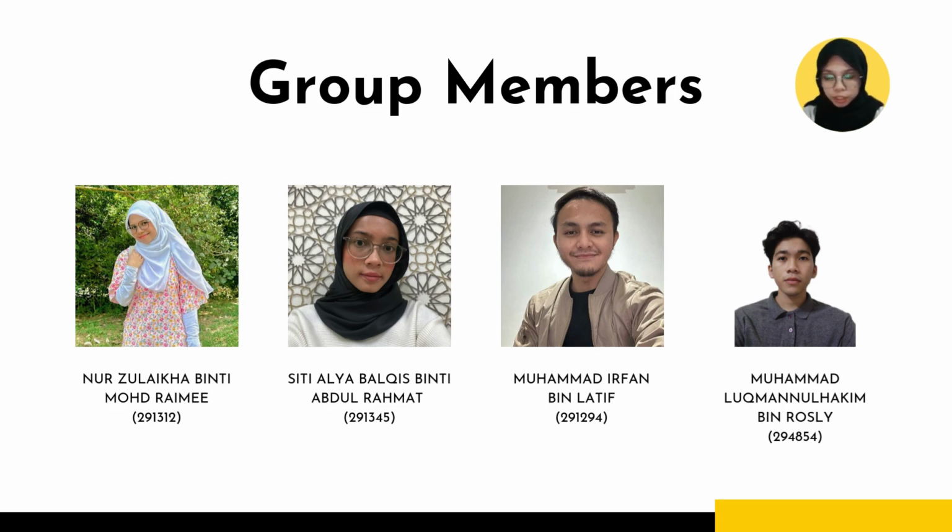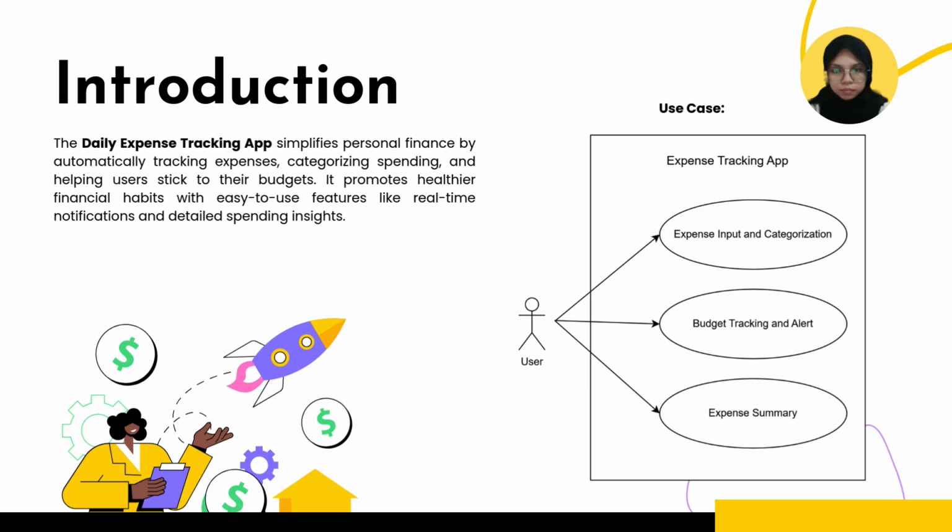So first of all, we have me, I'm Nurzuri Karinti Mamarimi with matrix number 291312. And then we have Siti Alia Bakis binti Abdul Rahmat with matrix number 291345. And also Muhammad Ifan bin Latif, 291294. And lastly, we have Muhammad Umanul Hakim bin Rusli with matrix number 294854.